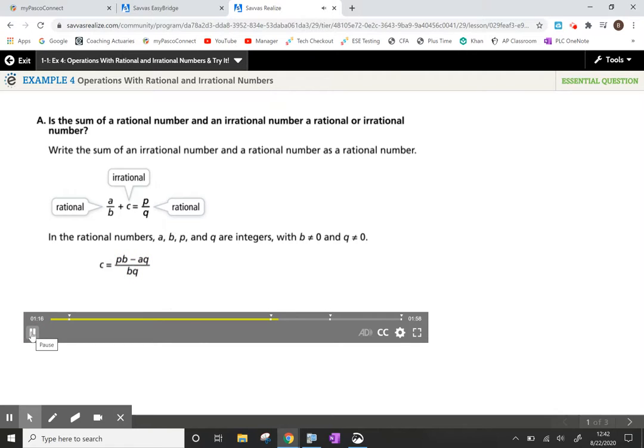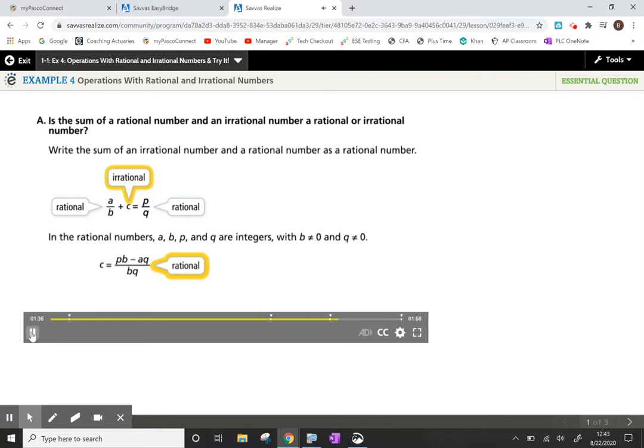Therefore, (P times B minus A times Q) divided by (B times Q) is a rational number. This is equal to C. But from the given statement, C is an irrational number. But this is a false statement. A number cannot be both rational and irrational.